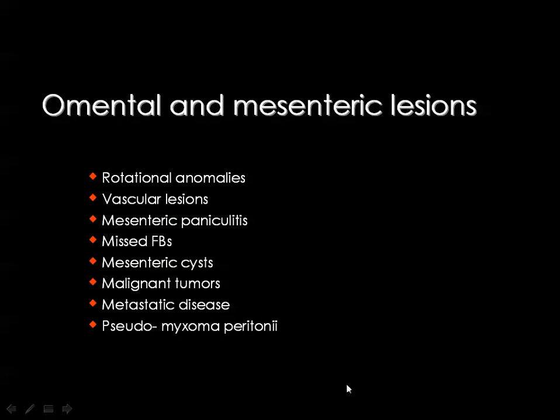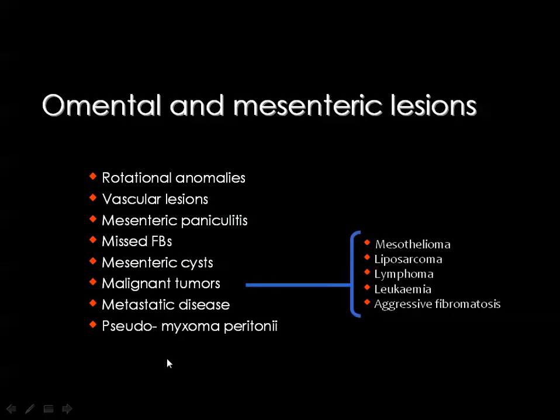Then these are the abnormalities we would like to expose. Number 1, the rotational anomalies, vascular lesions, mesenteric panniculitis, foreign bodies, mesenteric cysts and malignant tumors, and metastatic disease, and finally the pseudomyxoma peritonei. And malignant tumors include a large group of tumors affecting the peritoneum and mesentery, especially the mesothelioma, liposarcoma, lymphoma, leukemia, and the aggressive fibromatosis.